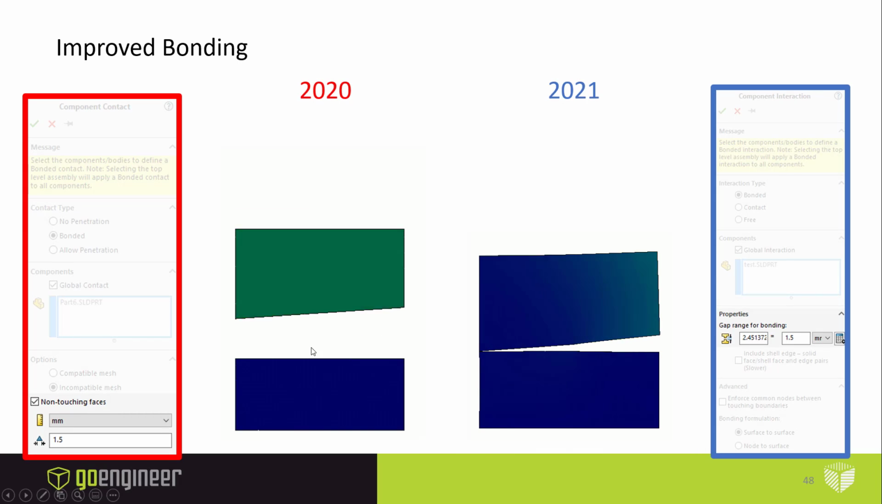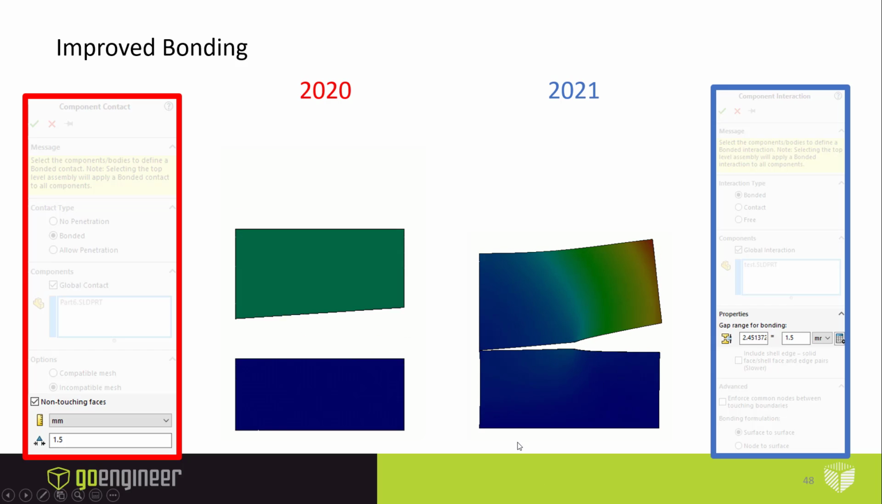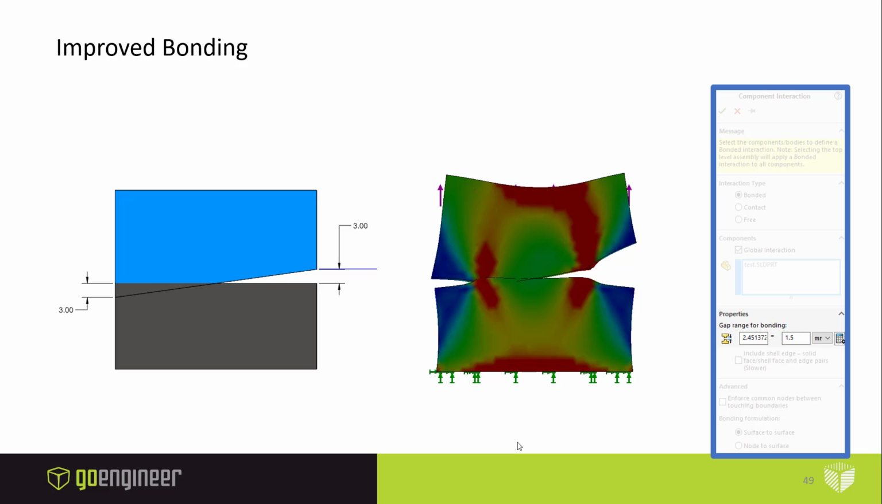And what do the results look like? In 2020, the bonding doesn't occur unless the faces are parallel to one another. But in 2021, it goes ahead and takes care of that for me. Another big advantage in 2021 is it'll even bond together where there's overlap between bodies.